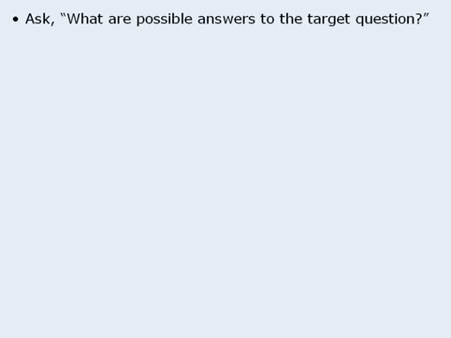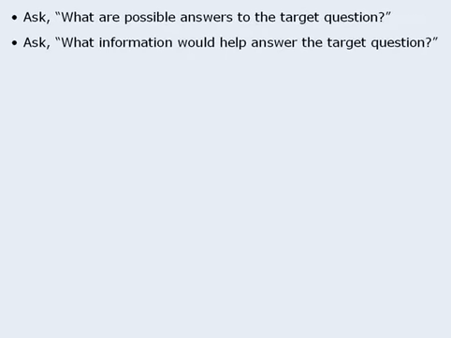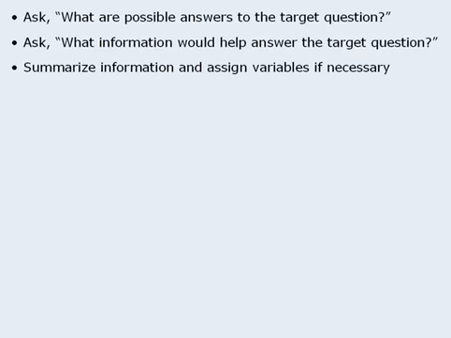Another good question to ask before examining the two statements is, what information would help answer the target question? By identifying information that would help answer the target question, you may gain some insight into whether the two statements are sufficient. Now, if the target question includes additional information, you should summarize the information and assign any variables if necessary. It's also a good idea to rephrase the target question. In rephrasing the target question, your goal should be to simplify the question so that it is easier to determine whether the statements provide enough information to answer the target question.